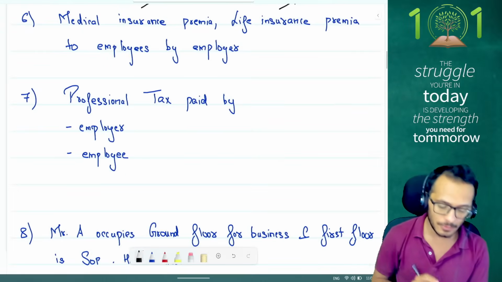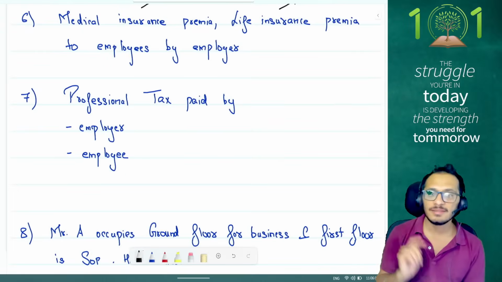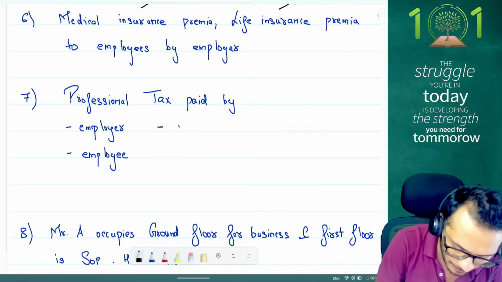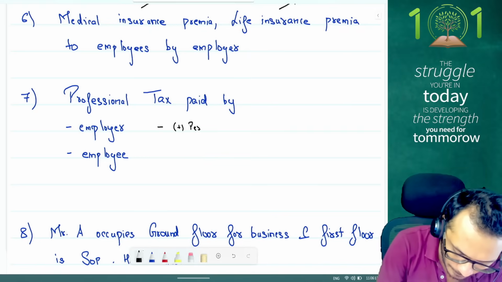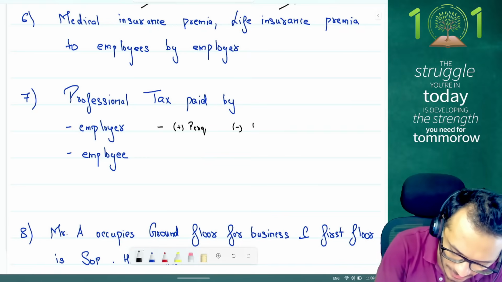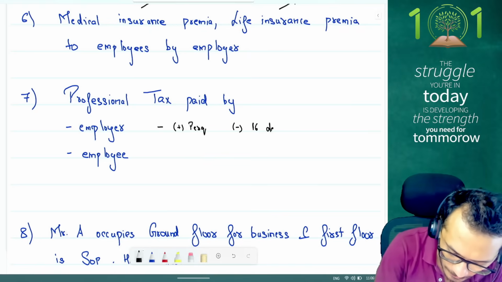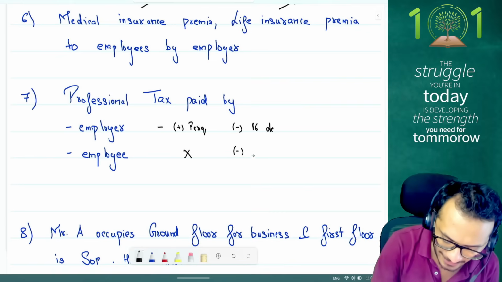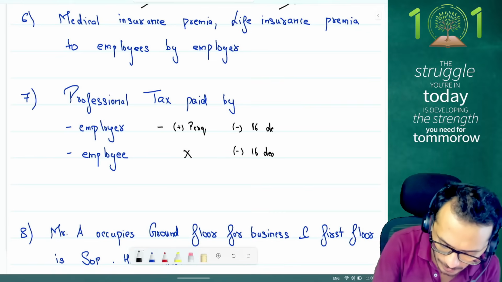Yes, when it comes to professional tax paid by employer or employee, this is what you have to keep in mind. When it comes to professional tax, people, if the payment is happening by the employer, first it is added as a perk and then allowed as a Section 16 deduction. If it is paid by the employee, it was never a perk. It is directly allowed as a Section 16 deduction. This is what the concept is.